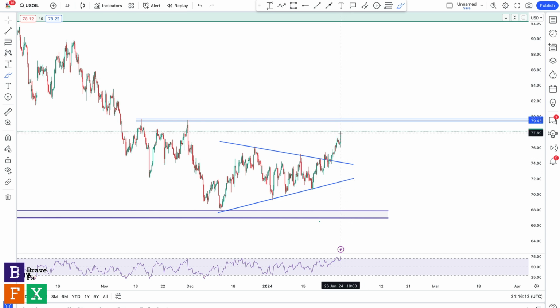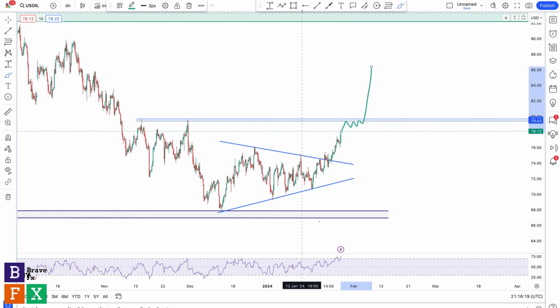So I'm going to wait for price to slowly creep into this resistance level, wait for a good consolidation, and then a bullish breakout. So if this happens, then I'm going to go long. So this is my bullish case scenario to go long.